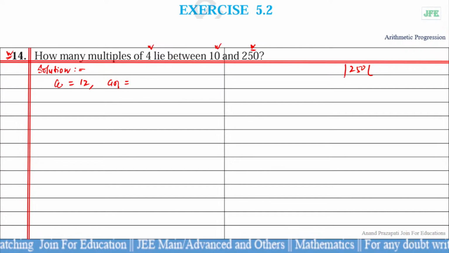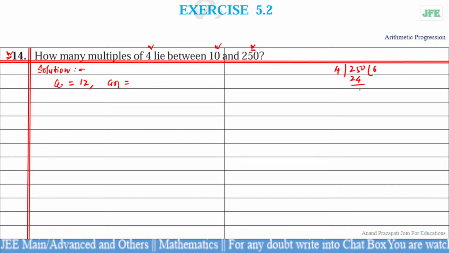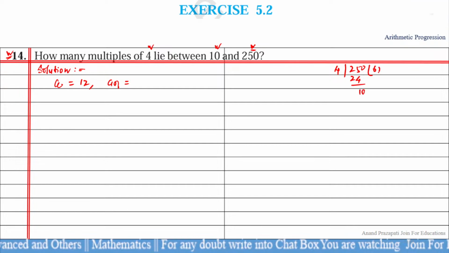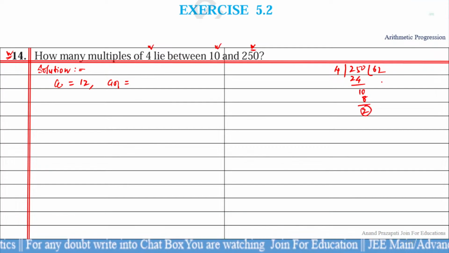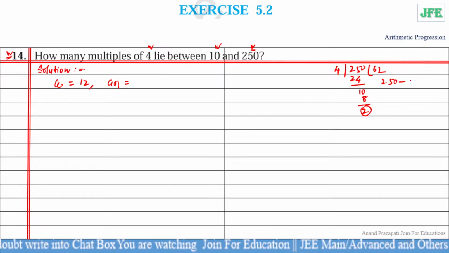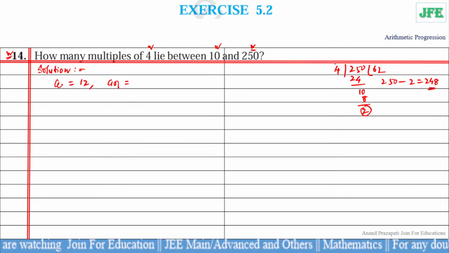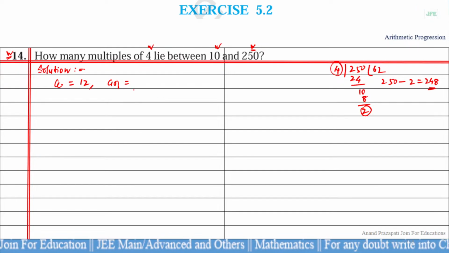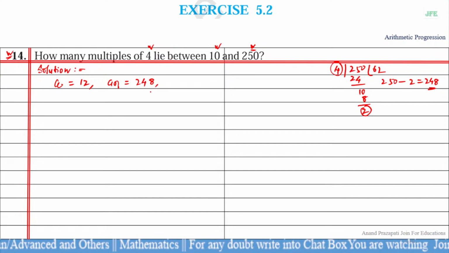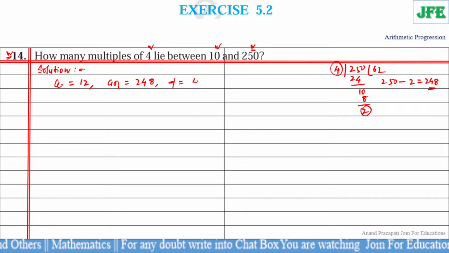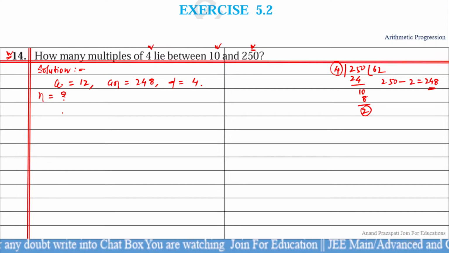250 divided by 4, then we get 4 sixes are 24, 4 twos are 8, and we have 2 as the remainder. So 250 minus 2 equals 248, which is a multiple of 4. So an will be 248, and d equals 4. And this question asks us what n is equal to.